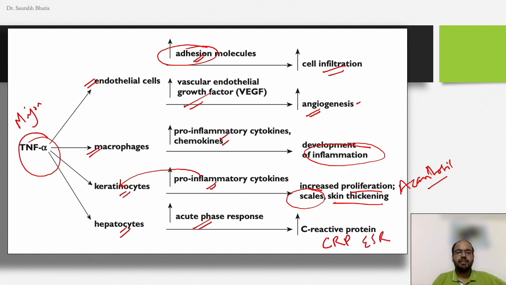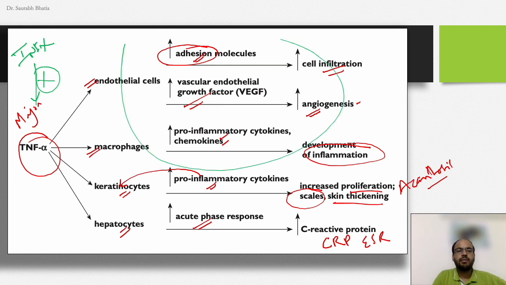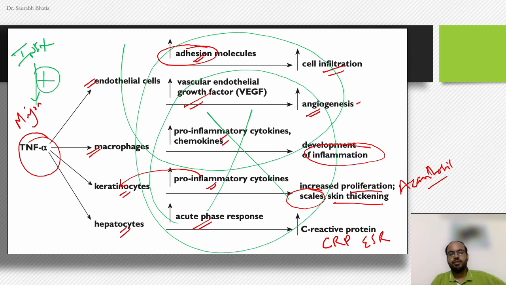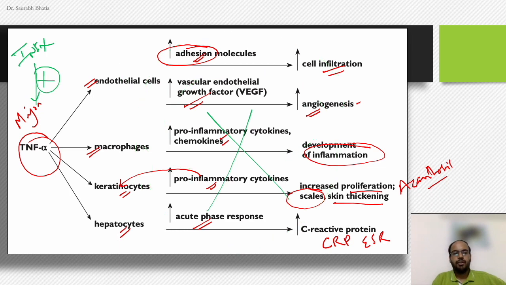So if infliximab blocks TNF alpha, all of these processes get blocked, and you have a decrease in inflammation. Clear? All of these are blocked and inflammation decreases, and you have the therapeutic effect of TNF alpha inhibitors in inflammatory disorders like psoriasis. I hope I'm clear till now. How does infliximab work?